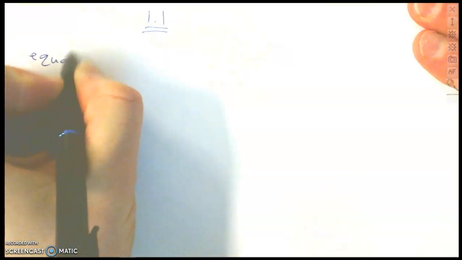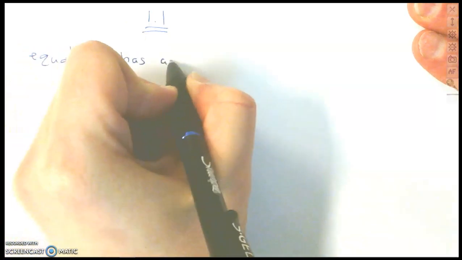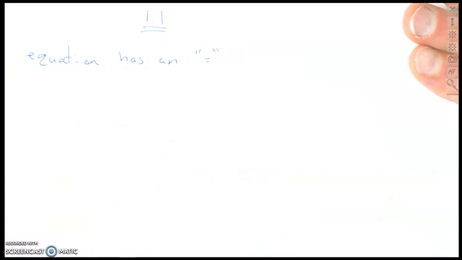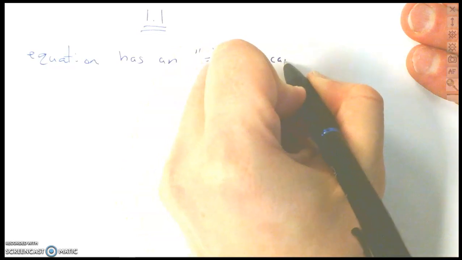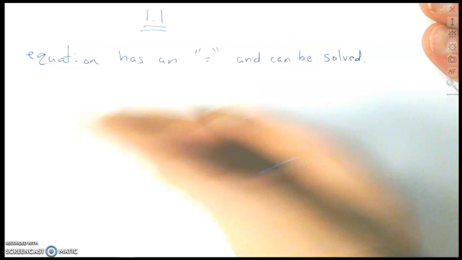So an equation has an equal sign, and it can be solved. It can be solved for a variable.